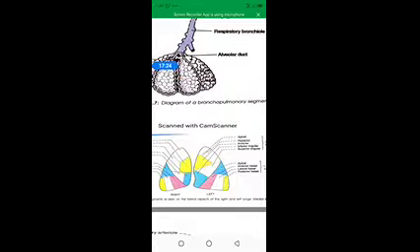Now the lower division of the upper lobe in the left lung is the lingula, divided into the inferior lingular, which is at the lower side, and the superior lingular, which is at the upper side. So this is the division of the upper lobe of the left lung.